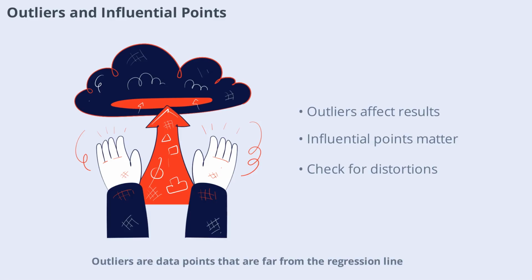Outliers are data points that are far from the regression line, while influential points are those that have a large impact on the slope and intercept. Both can distort your regression results. It's important to identify and consider these points when analyzing your data. Sometimes, removing or adjusting for outliers is necessary to get a more accurate model.